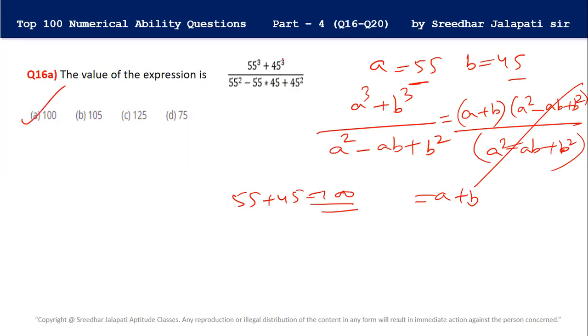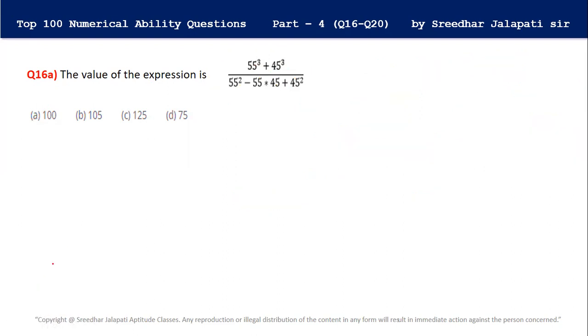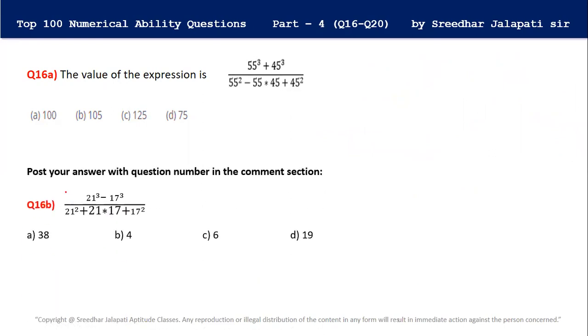So as I said, whenever you get these kind of bigger expressions, always look for algebraic identity by substituting these values with variables. Okay, so this is question number 16A, and I'm displaying one more question for your practice. That is question number 16B. So you can post your answer with the question number in the comment section. Question number is 16B, and post your answer. Which among the 4 options is the correct answer for this? Okay, let's move to the next question.